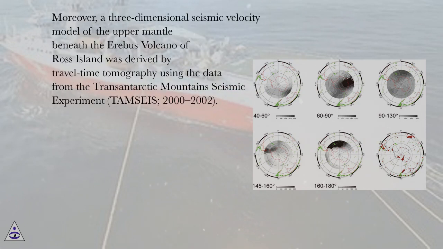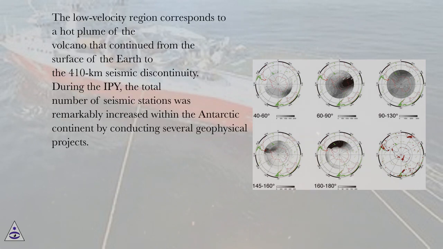Moreover, a three-dimensional seismic velocity model of the upper mantle beneath the Erebus volcano of Ross Island was derived by travel time tomography using the data from the Transantarctic Mountain Seismic Experiment, TAMSEIS, 2000 to 2002. The low-velocity region corresponds to a hot plume of the volcano that continued from the surface of the Earth to the 410-kilometer seismic discontinuity. During the IPY, the total number of seismic stations was remarkably increased within the Antarctic continent by conducting several geophysical projects.